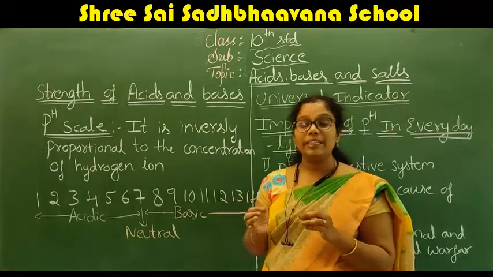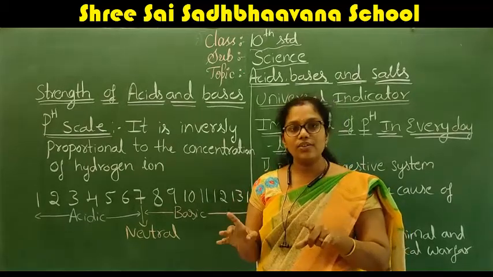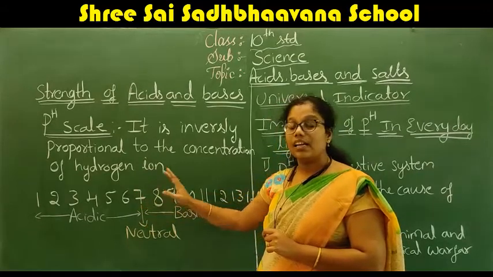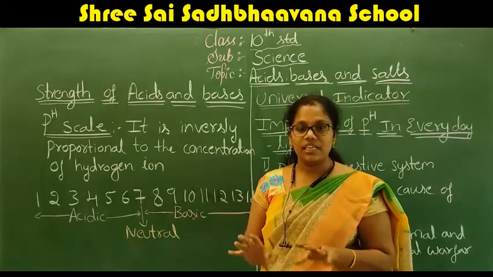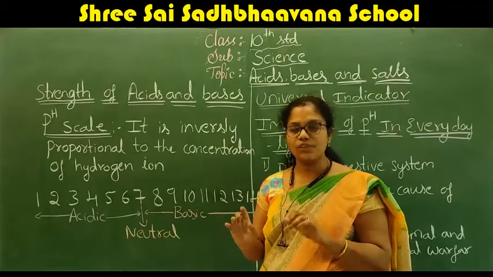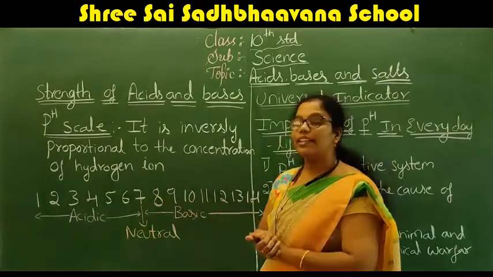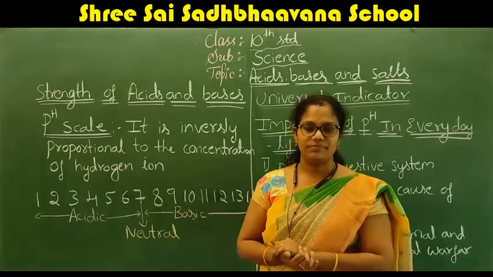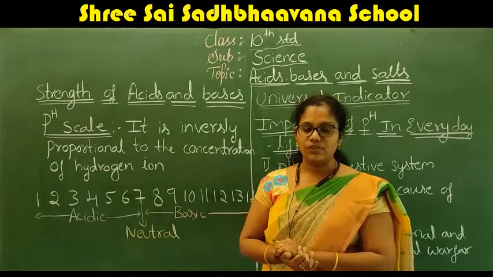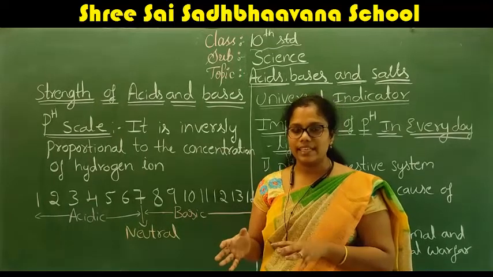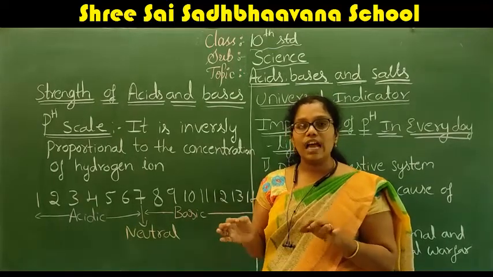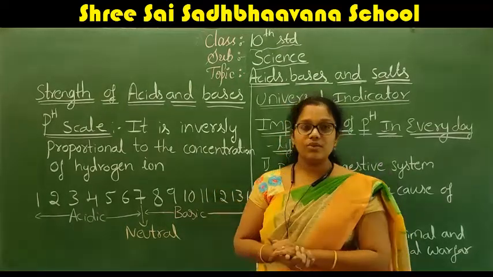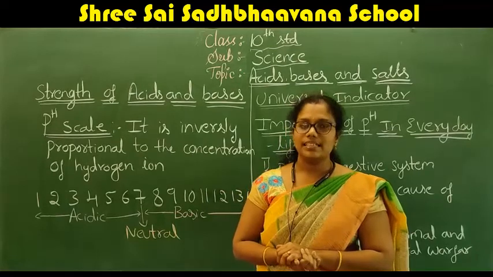In the pH scale, if the values come from 1 to 7, then that solution we call an acidic solution. If you put the pH scale in a solution and the value comes between 1 to 7, then that solution is considered an acidic solution.